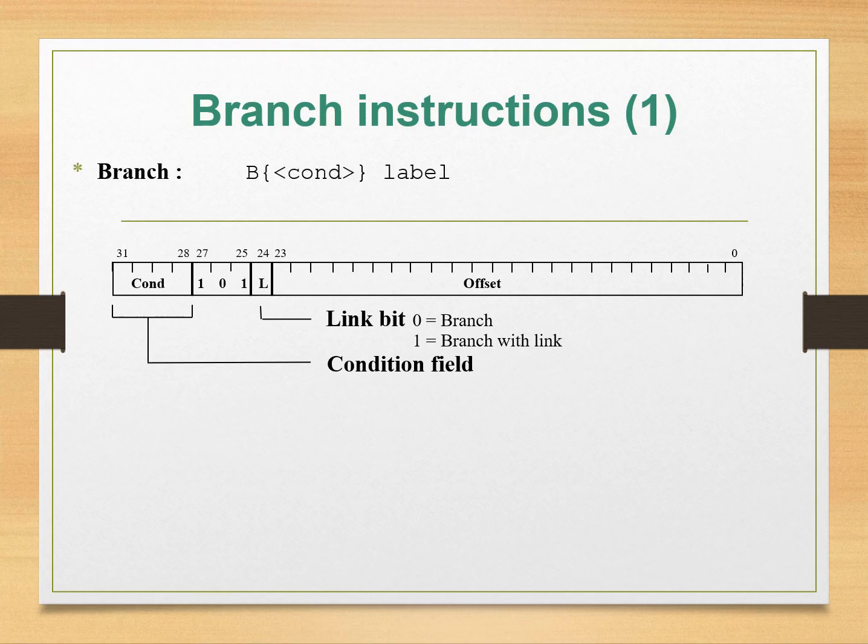Okay, this is the branch instruction. This is the format of the branch instruction. You have branch, where you put the condition and then where to go, the label. This is assembly language, how you write it. And then this is the branch with link. Branch, condition, and then you put a subroutine label. If you look at the format, at the link bit, bit number 24, if you put 0, it is branch. If you put 1, you set it, it means that it is branch with link.